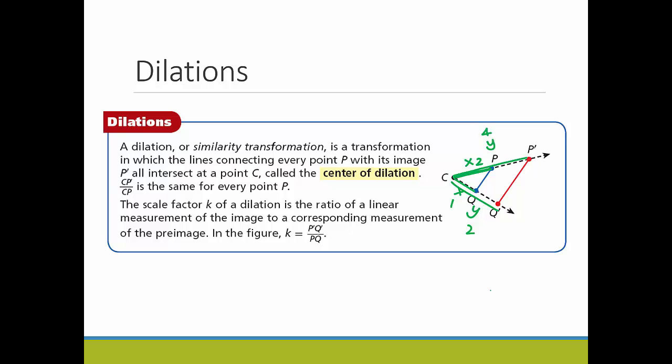The scale factor, which is k, of a dilation is the ratio of a linear measurement of the image to the corresponding measurement of the preimage. In the figure, 2/4 and 1/2 both reduce to 1/2, which is k. We'll talk more about this in class and actually find this with a ruler and everything. It's just really hard to do on the notes, so we're going to wait for that.